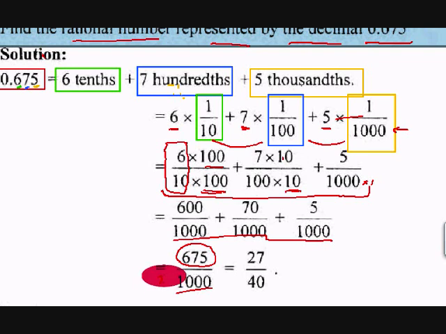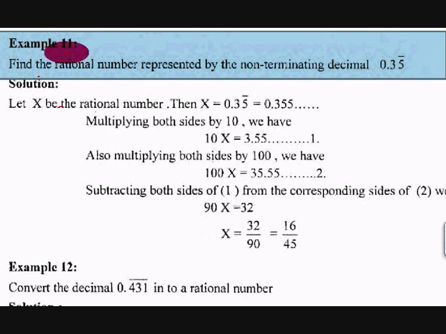Now dividing by 25, we get 27 by 40. So 27 by 40 is the rational representation of the decimal number 0.675.